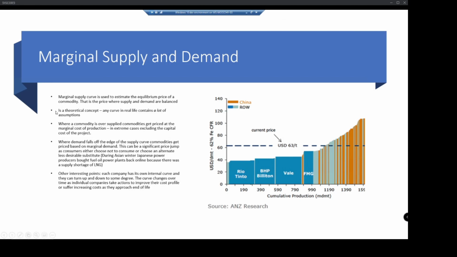I've said here that it's a theoretical concept. Someone actually went and tried to put together a marginal cost curve for iron ore miners, and good on them. But when you see one of these in real life, you've got to assume that this is one graph, and there's probably about 10 pages of 8-point font assumptions associated with it.